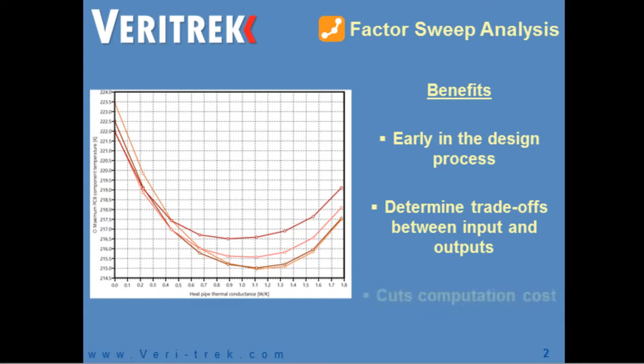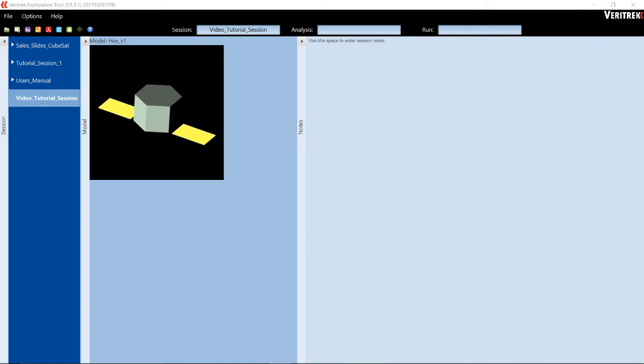Normally, a factor sweep analysis is very computationally expensive and can take days or weeks to perform. However, Veritrek helps overcome this computation cost by utilizing a reduced order model, which allows a user to obtain just as significant results in a matter of seconds. We will now look at the factor sweep analysis feature of the Veritrek Exploration Tool.